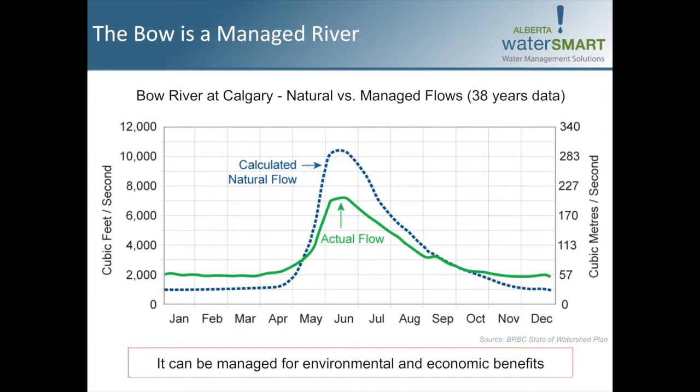Because of on-stream storage in the headwaters, the water is actually captured in the spring, resulting in lower spring flows, and released in the wintertime to provide higher flows. This causes benefits in the system, such as waste assimilation for the City of Calgary. It also creates some problems in the system, but overall there are pros and cons to everything.